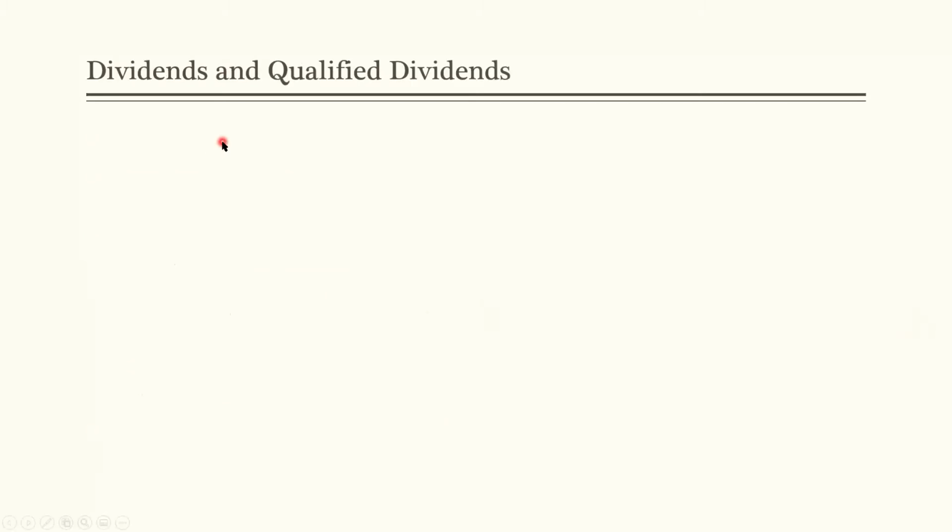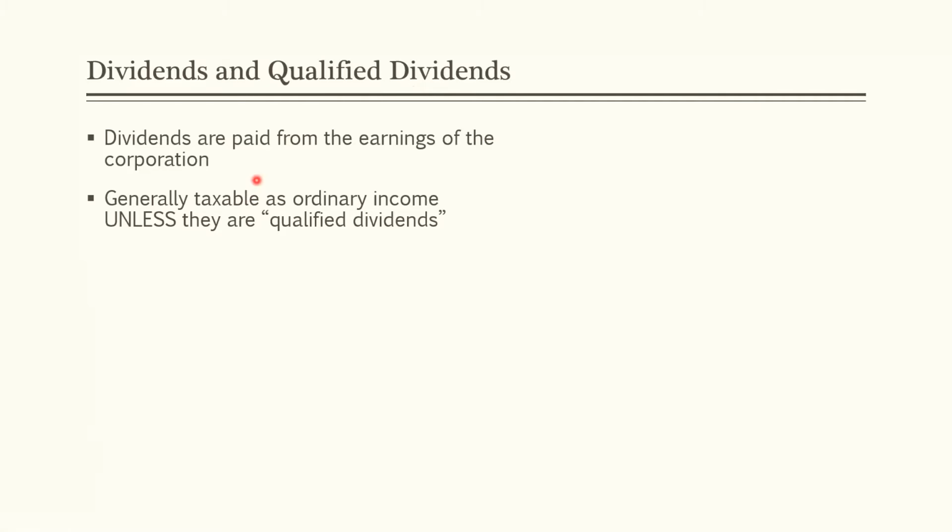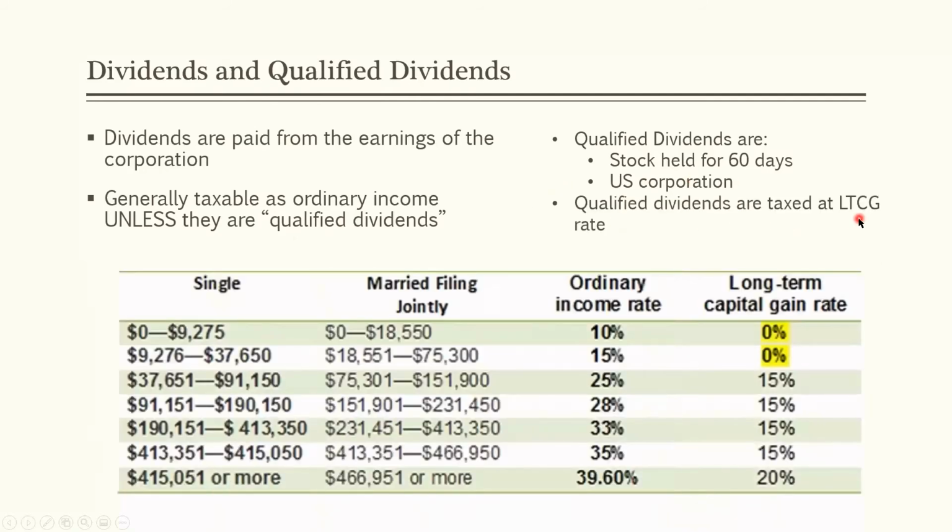It's easier that way. So we also have this concept of qualified dividends. It's relatively new. It's only been around for a few years now. So we've already talked about how dividends are paid from the earnings of the corporation. And generally, your dividends are taxed as ordinary income unless they are qualified dividends. And so what makes qualified dividends? Well, if you held the stock for 60 days and it's a U.S. corporation, then you have earned qualified dividends. And the qualified dividends are taxed at what we call the long-term capital gains rate. And that makes a huge difference because your ordinary rates are much higher than your long-term capital gains rate.